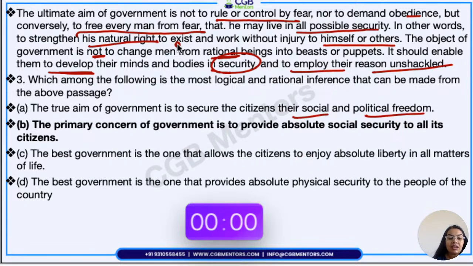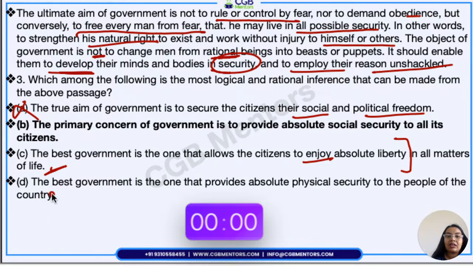So फ्रीडम से ज़्यादा सिक्योरिटी की बात करी है. You know, these two are different things. That's why we are not going to talk about political freedom kind of a thing here. ये आउट हो जाता है. The best government is the one that allows citizens to enjoy absolute liberty in all matters of life. Now इसके ऊपर अभी थोड़ा आते हैं because B और C में I am very sure I can see here कि आपको confusion definitely हुआ होगा. Okay, let's get back to it in a while.